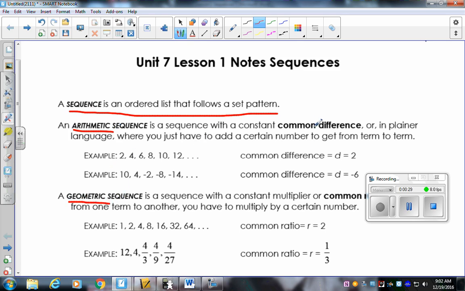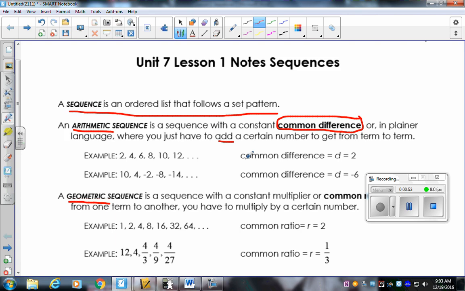So in an arithmetic sequence, you have what's called a common difference, meaning you're adding the same number to go from one to the next. We want to always think in terms of addition, and I'll show you what I mean in a second. When we look at this first example, our pattern goes 2, 4, 6, 8, 10, 12. So we know, after learning about number sense, that means we're counting by twos.